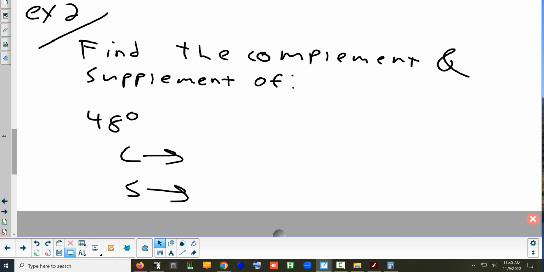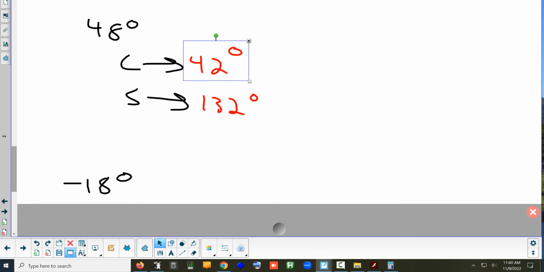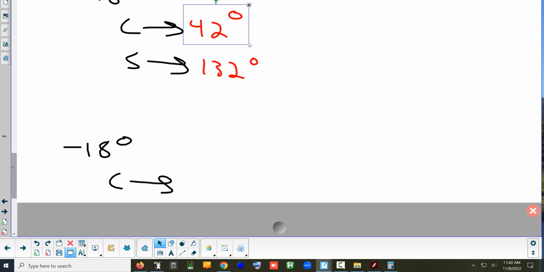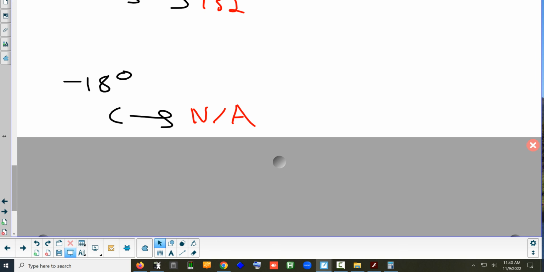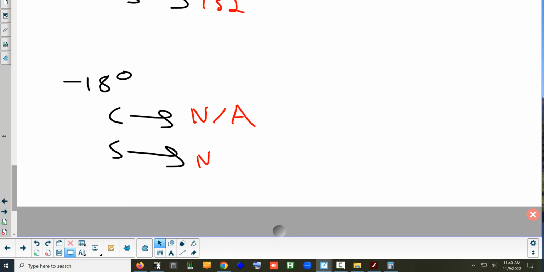All right, 48 degrees. What would be the complement? 42. And supplement? 132. You just have to add 90 to the complement. So 132. How about negative 18? What's the complement? There isn't. Doesn't apply. How about the supplement? Still also doesn't apply. It's not applicable. So no complement or supplement.